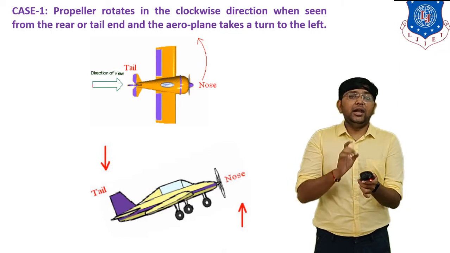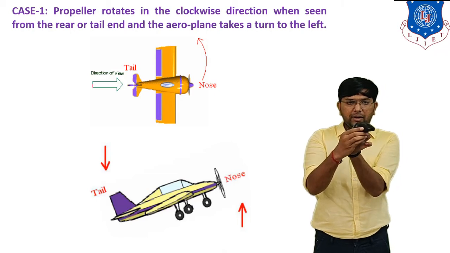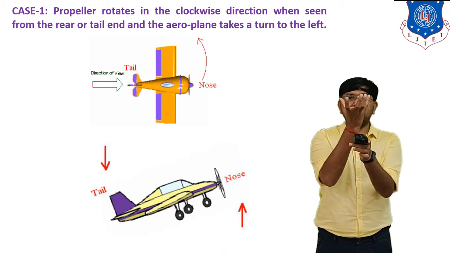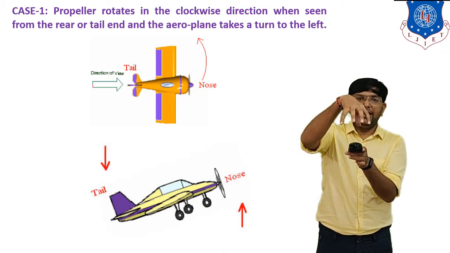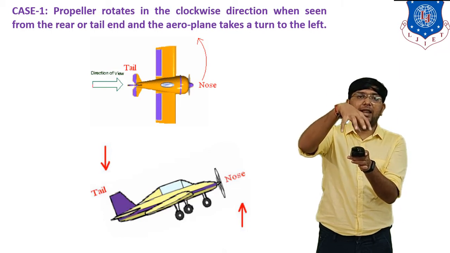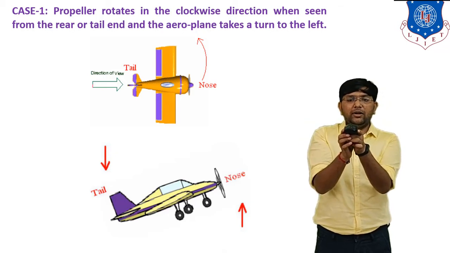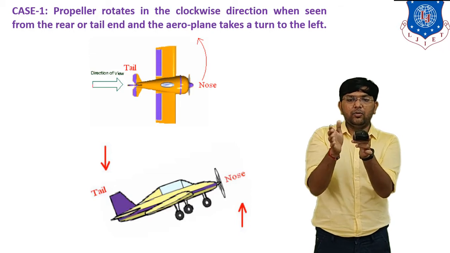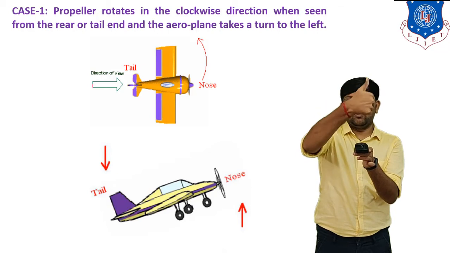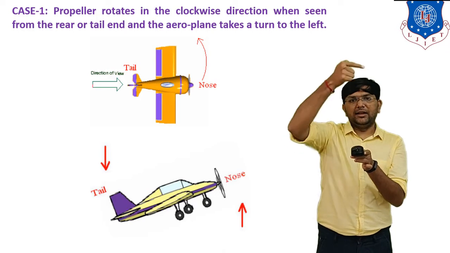Now aeroplane takes a left turn. Clear? So suppose this is aeroplane. Now aeroplane tries to take a left turn. At that time rotation of the aeroplane is in the clockwise direction when you visualize from the top side. So you have to put your fingers in the clockwise direction. At that time you can find the direction of angular momentum for the aeroplane. So aeroplane tries to take a left turn like this. So you have to put your fingers in the left direction. At that time the thumb indicates the direction of angular momentum. So first vector is in the straight direction, second vector is in the upward direction.